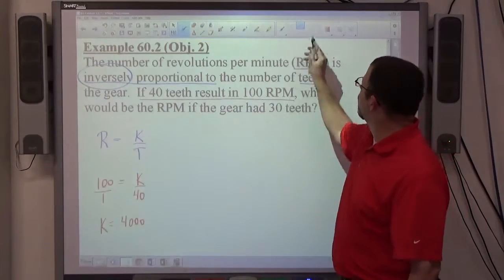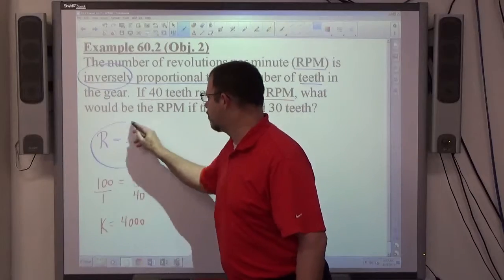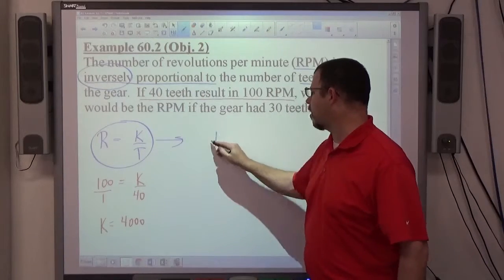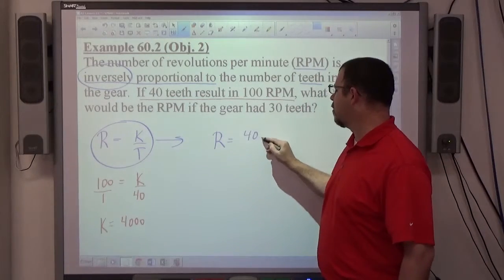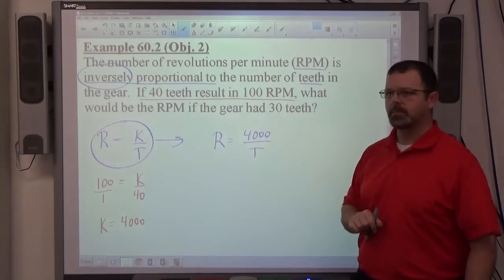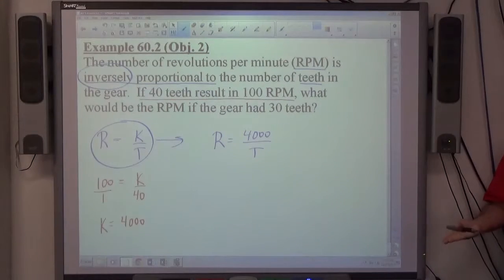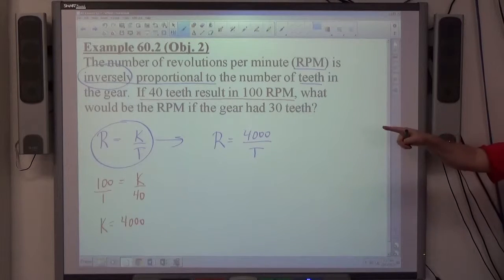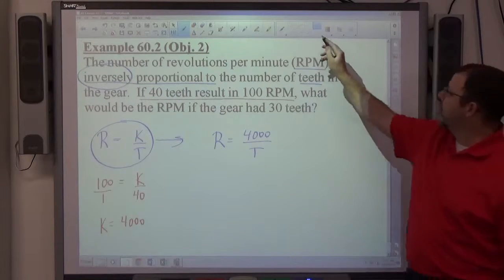So going back to the original structure, this is my original structure. I can modify that into R equals 4,000 over T. Once you know what K is, that's what it is for the remainder of the problem. So change it in the original statement to that. And then we move on to that question.